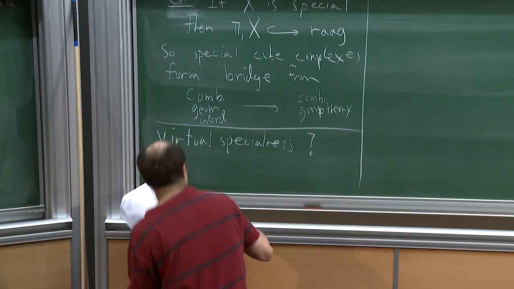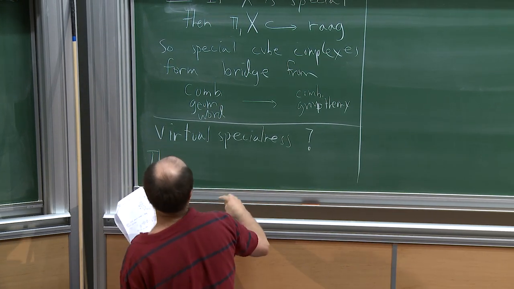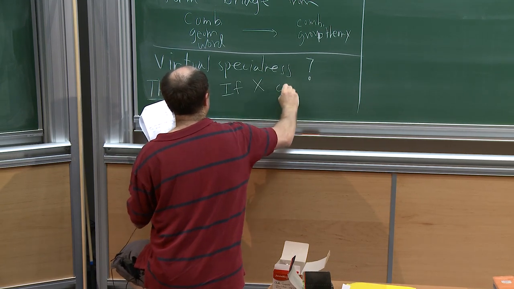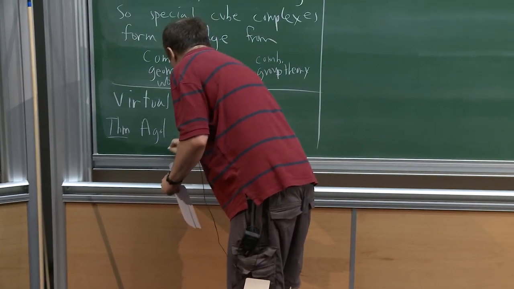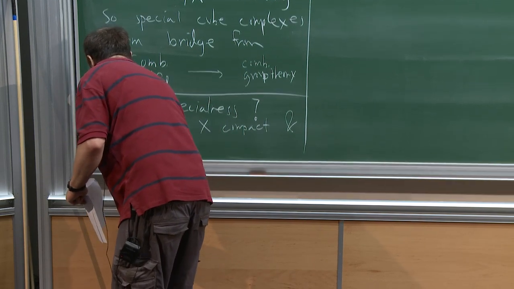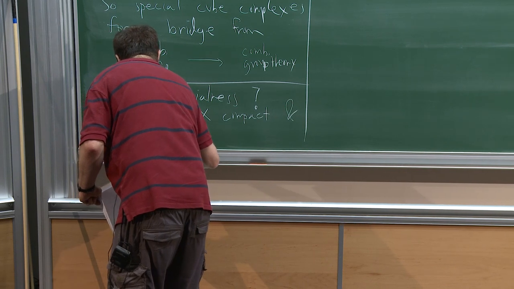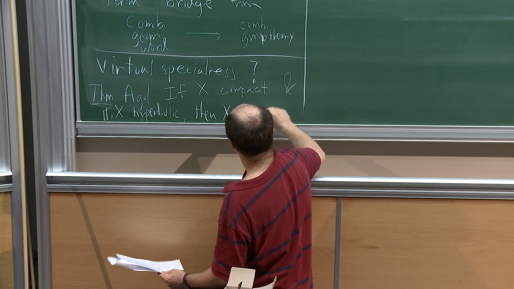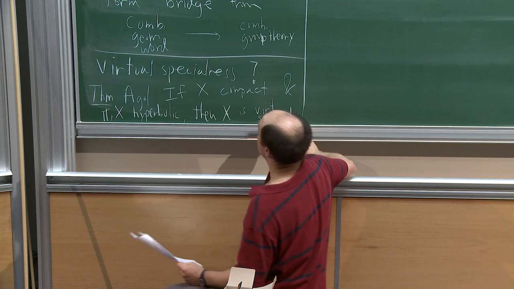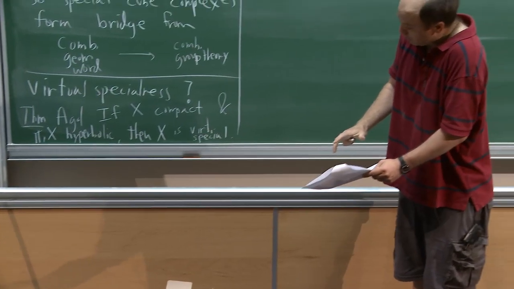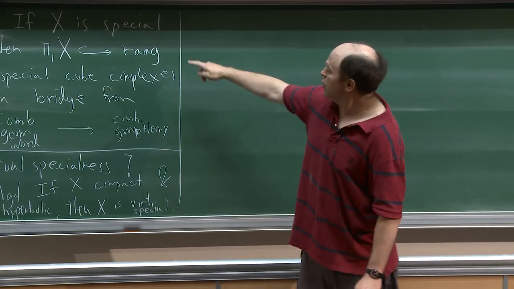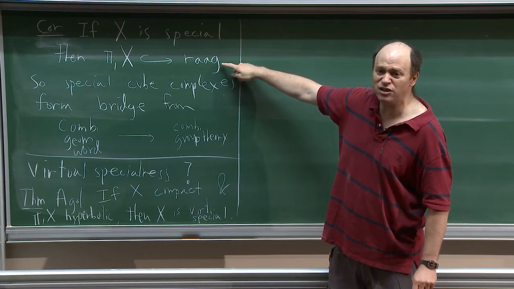So one is led to try to understand virtual specialness, and there was a long exploration to understanding this for almost 20 years now, which culminated in Agol proving that if X is compact and pi 1 of X is hyperbolic, then X has a finite cover that is special, that is, X is virtually special. So this cube complex whose fundamental group is hyperbolic has a finite cover, probably a very big finite cover, which shows you that this finite index subgroup lives in a right-angled Artin group. And it answers many, many questions about that hyperbolic group.